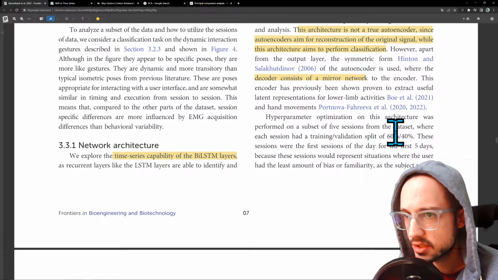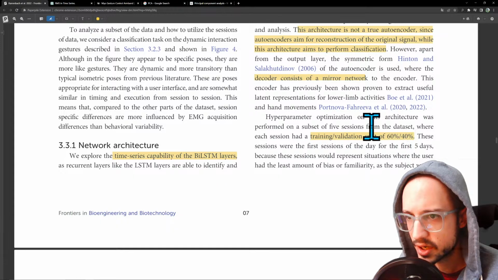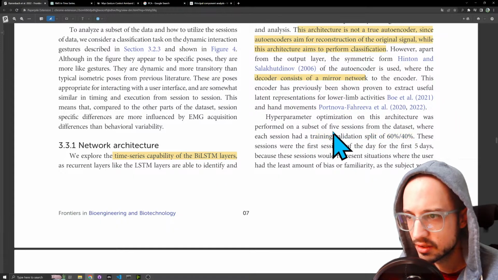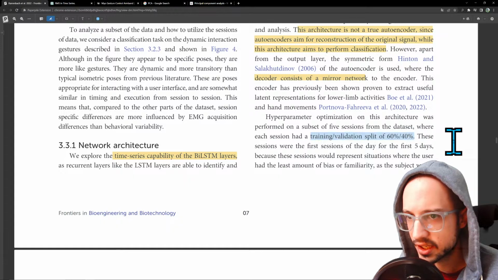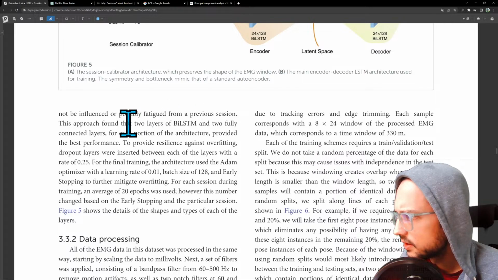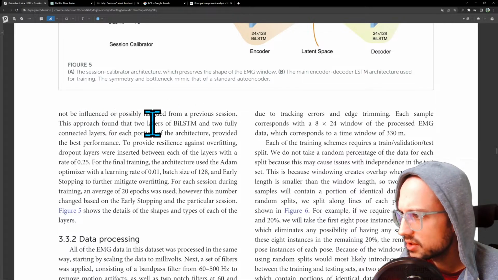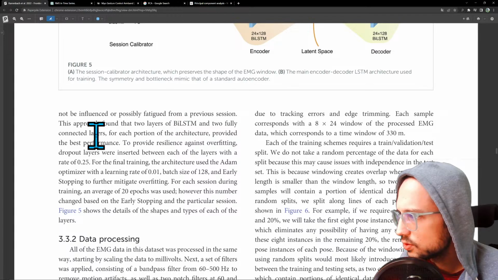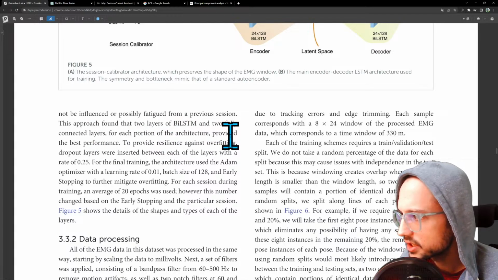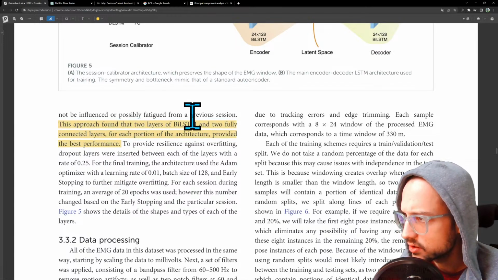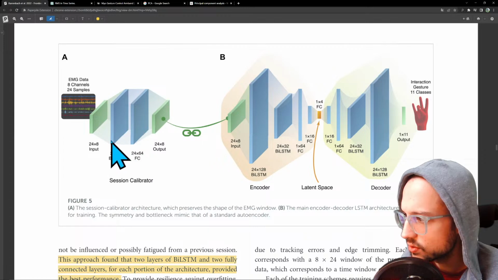Hyperparameter tuning was performed on a subset of 5 sessions. This is a very high training-validation split. Usually I feel like 90-10 is standard, but 60-40 is a little bit intense. It's a lot of validation data. The approach found that 2 layers of bi-LSTM and 2 fully connected layers for each portion of the architecture provided the best performance. Yeah, so it's relatively small.